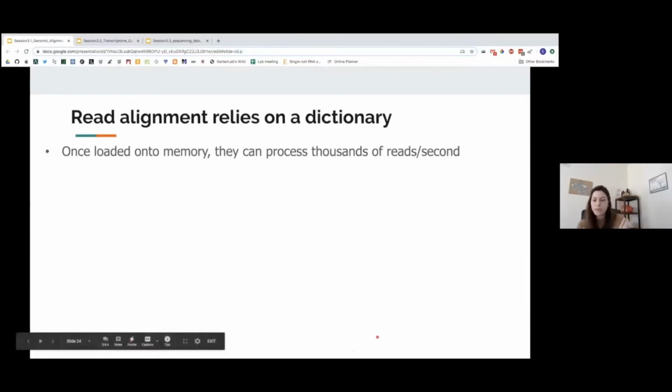Let's just recap what we went through. So the read alignment relies on this dictionary we created. Once it's loaded into memory, you see the efficiency of an index that is 2 gigabytes large, or an index that is 20 to 40 gigabytes large: you can process thousands of reads per second.